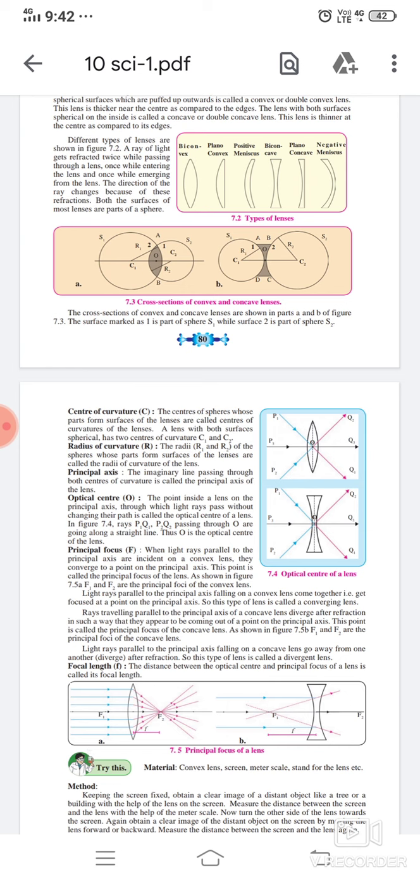Then principal focus. What do we mean by principal focus? When light rays parallel to the principal axis are incident on a convex lens, you can see, children, in figure 7.5, what happens? They converge at a point. You can see F1, they are the light rays, and where they converge means they join together.